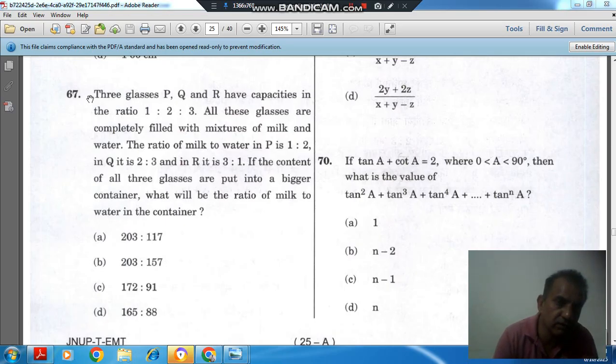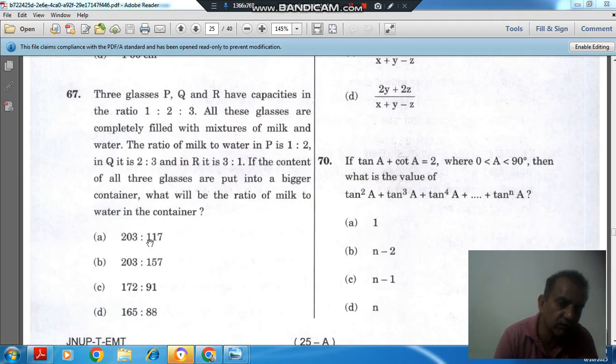Question number 67 is: three glasses P, Q and R have capacities in the ratio 1 : 2 : 3. All these glasses are completely filled with mixtures of milk and water. The ratio of milk to water in P is 1 : 2, in Q it is 2 : 3, and in R it is 3 : 1. If the contents of all three glasses are put into a bigger container, what will be the ratio of milk to water in the container?